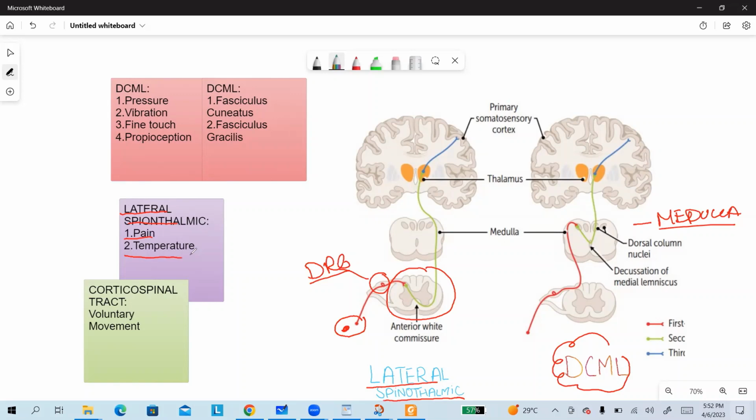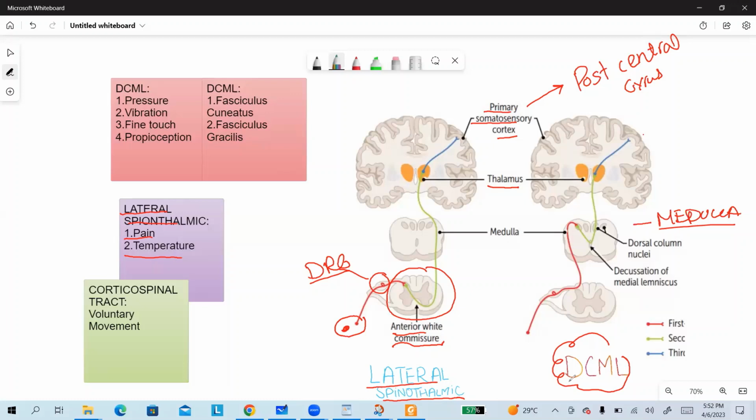After crossing over to the opposite side, these fibers ascend through the anterior white commissure and synapse at the level of the thalamus, and then these fibers terminate at the primary somatosensory cortex that is present at the post-central gyrus of the cerebral cortex. The post-central gyrus is also known as the primary somatosensory area, or primary sensory area.